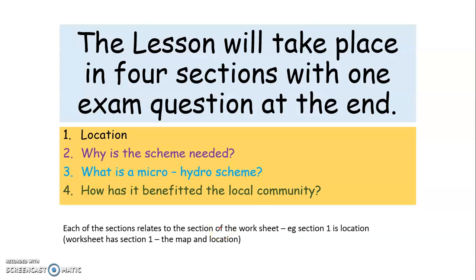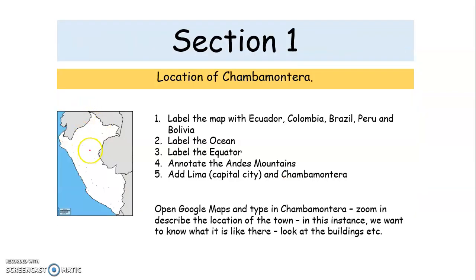But we're going to look at 2 aspects of location. Okay. If I can actually get my slide to change, there we go. So you should see a map here. Now the first thing I want you to do is open up Google Maps. You don't need to type in Chambamontera to start with. If you type in Peru, obviously that's where we find Chambamontera, you'll be able to label this ocean and these countries around here. You can have an understanding of where the Andes Mountains are, and you could add Lima, but you're unlikely to be able to find Chambamontera on the map.